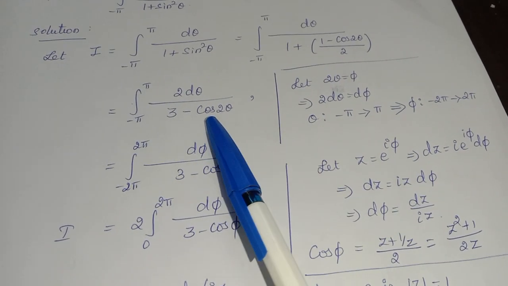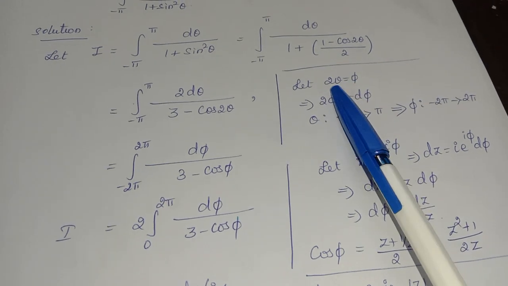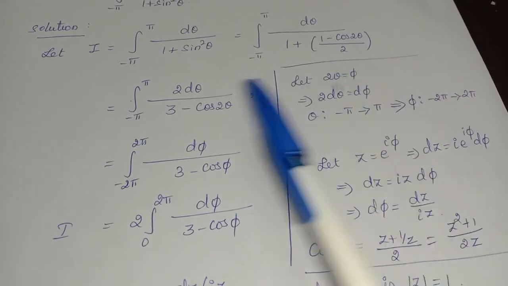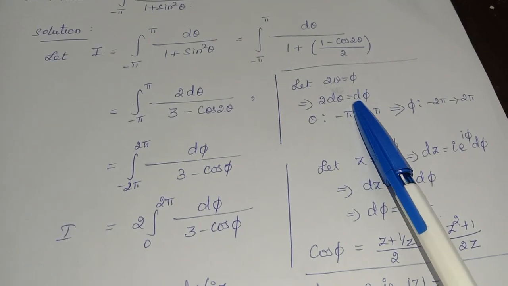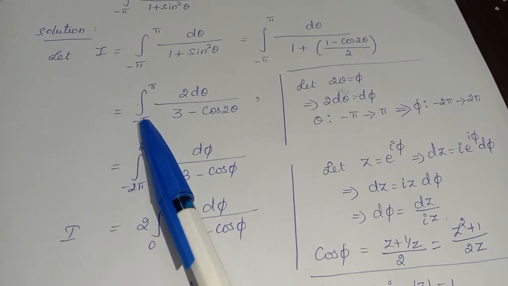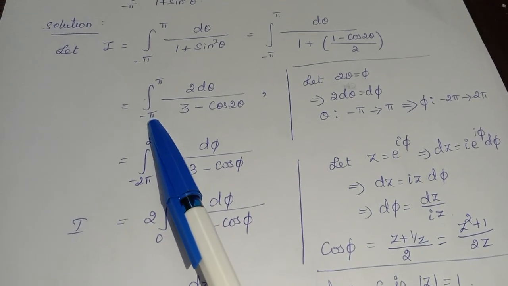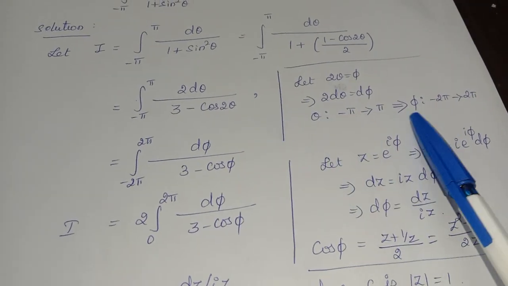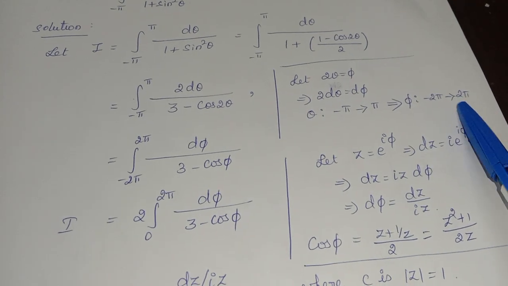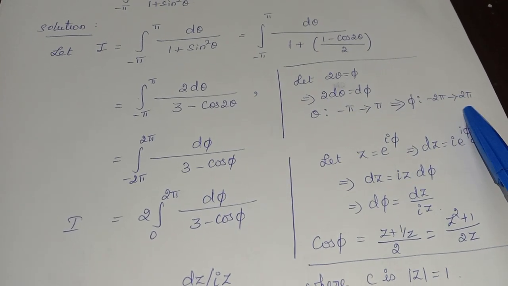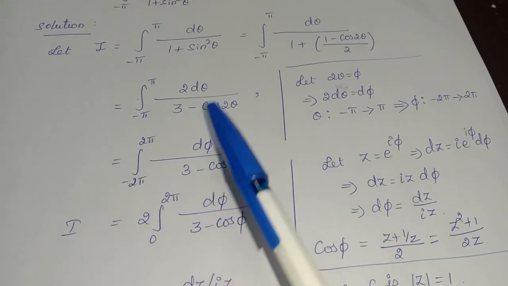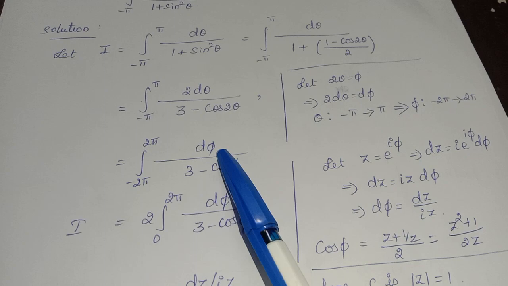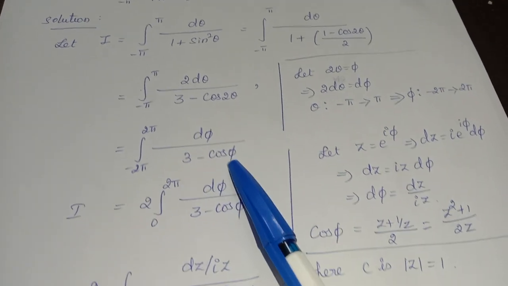So what I am going to do is, let me assume φ = 2θ. Then what happens here? 2 dθ = dφ. Instead of this 2 dθ, I can write dφ. And here we have to change the limits also. θ varies from −π to +π. So what about 2θ? 2θ varies from −2π to +2π. That means φ varies from −2π to +2π. So I can substitute it here. Instead of 2 dθ, put dφ over 3 − cos φ.